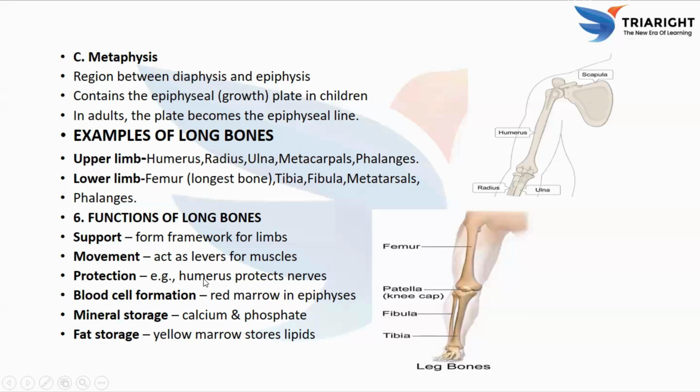And next, mineral storage. What does this store? These long bones can store calcium and phosphate, which helps to keep the bones hard and strong. So next, fat storage. The yellow marrow in the diaphysis stores the fat, which can be used as energy. So this is about the long bone and functions of the long bone.